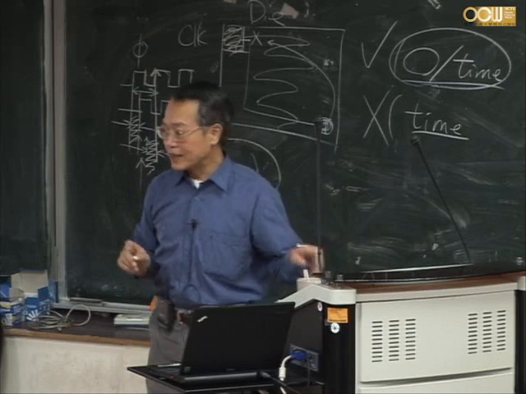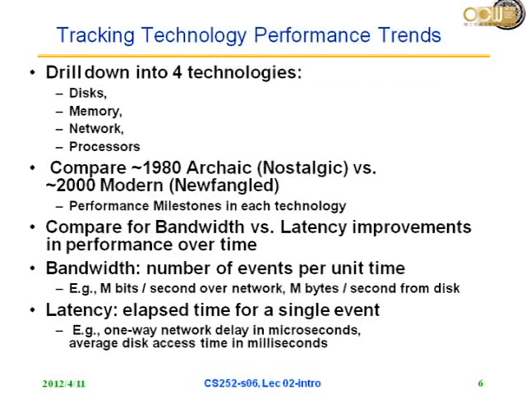Okay, now you get the idea of what bandwidth is and what latency is. Let's continue on. Compare bandwidth versus latency improvements in performance over time. Bandwidth is the number of events per unit time, like megabits per second, like mega instructions per second. And latency is the elapsed time for a single event, like one-way network delay in microseconds.